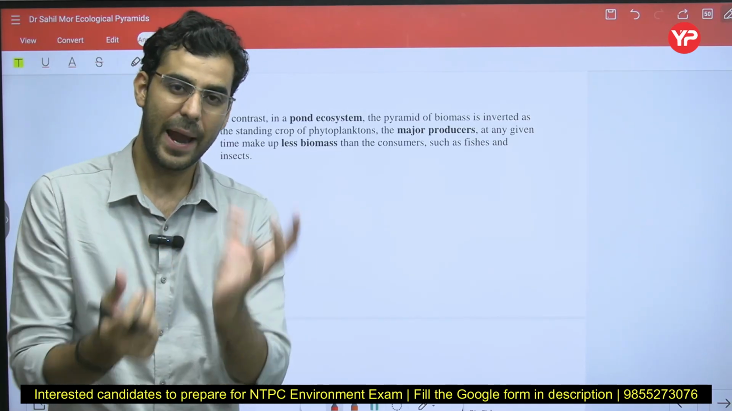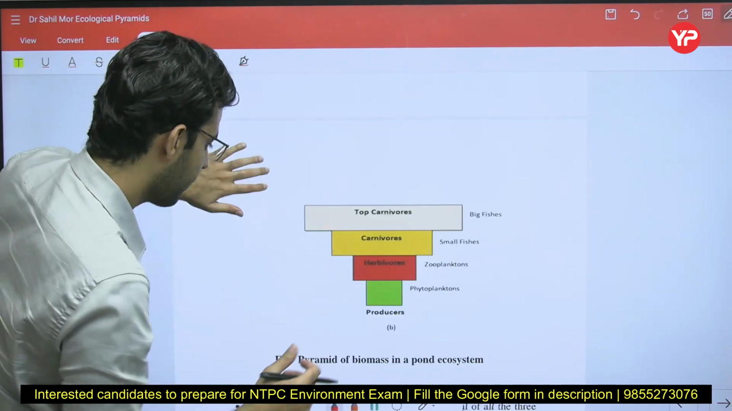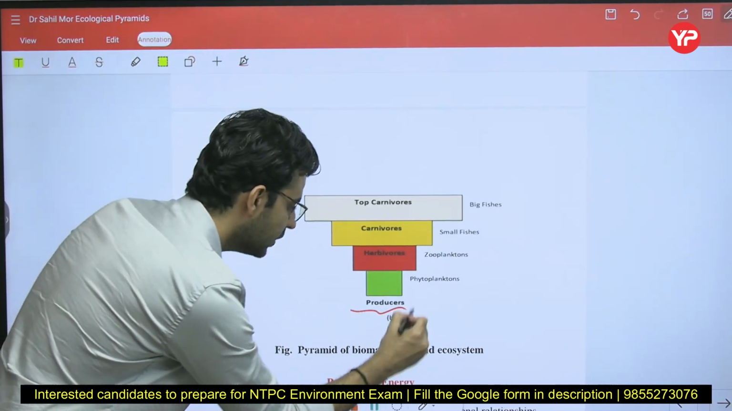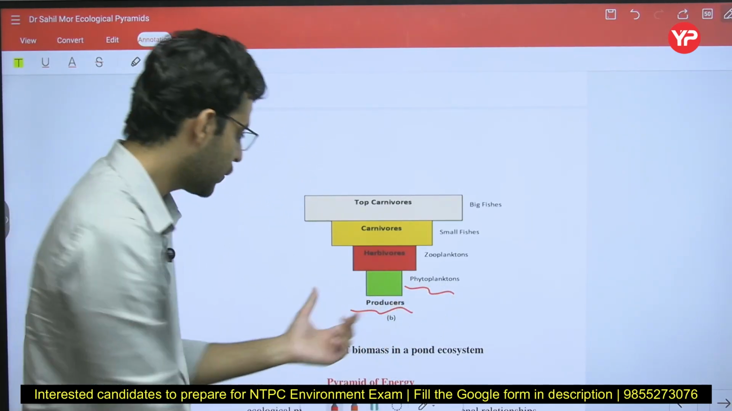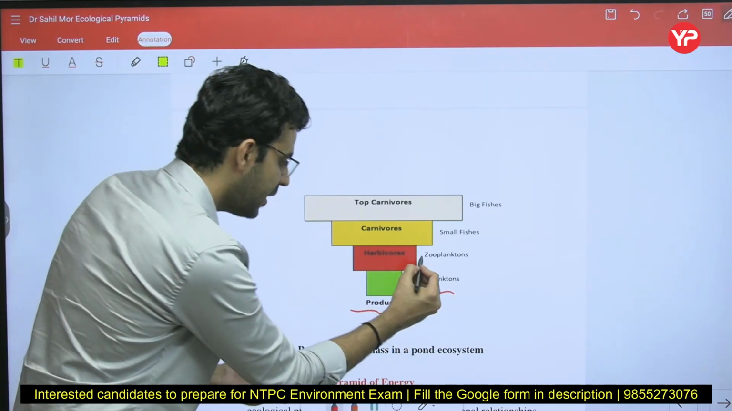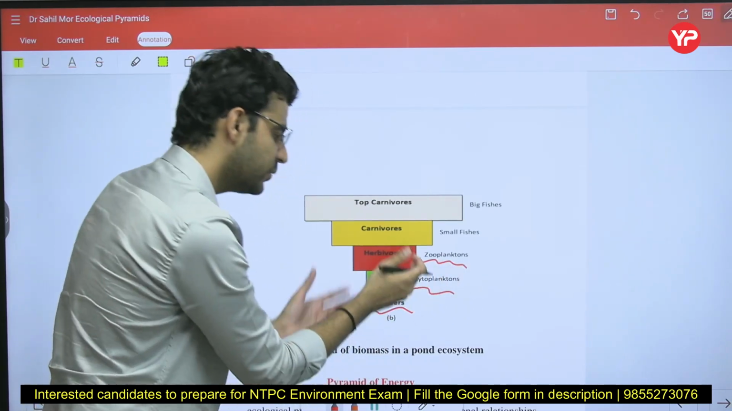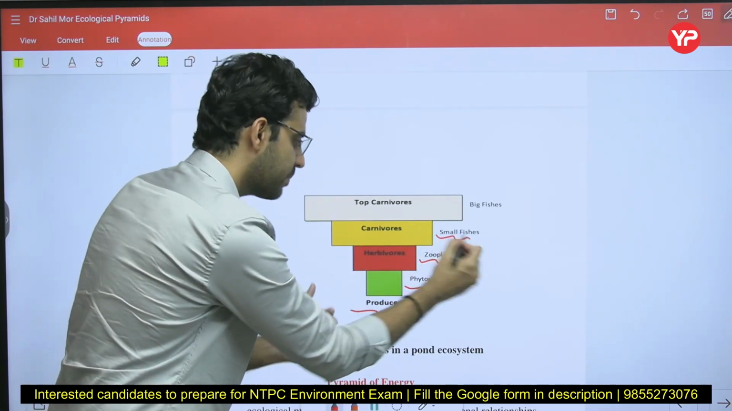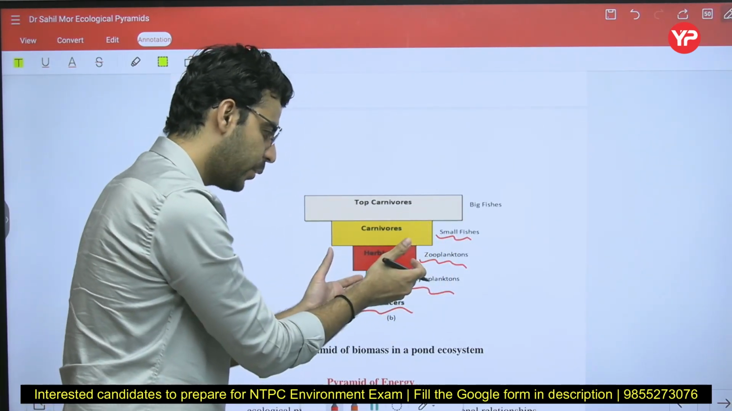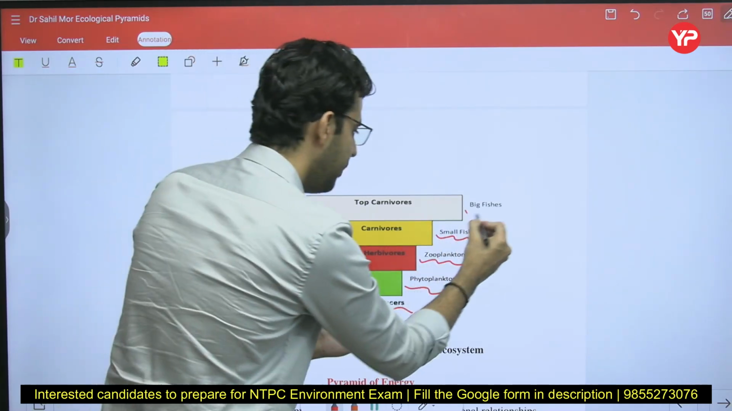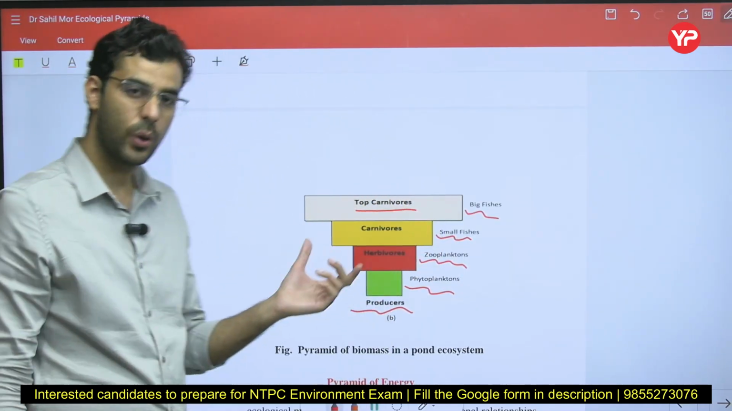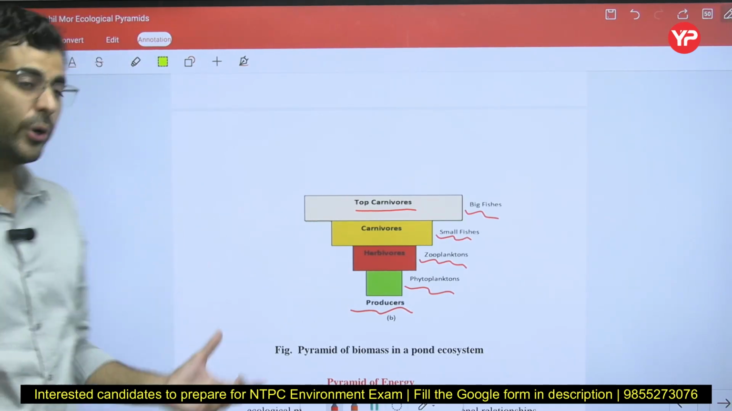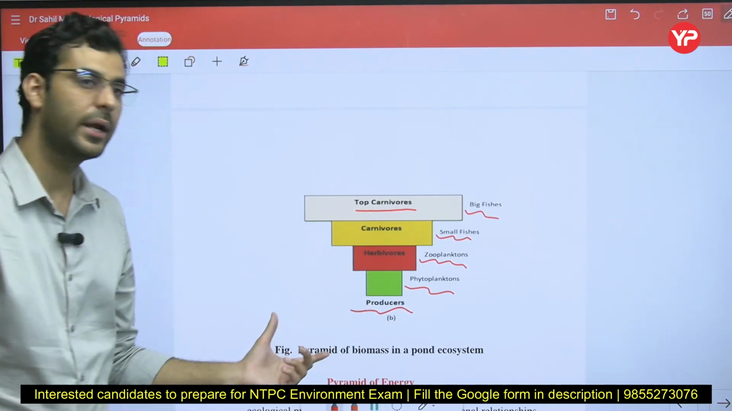biomass. Okay, at the base, producers, phytoplanktons, are producing less biomass, so forming a narrow base. Then zooplanktons produce more biomass, then small fishes produce more biomass as compared to the herbivores, and lastly big fishes, top carnivores, are producing maximum biomass. So for your pond ecosystem, this shape will be inverted.